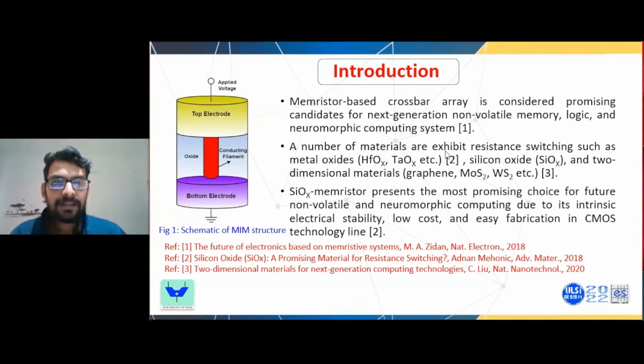A number of materials exhibit resistance switching, such as metal oxides, silicon oxide, and two-dimensional materials, in which the silicon oxide memristor presents the most promising choice for future non-volatile and neuromorphic computing due to its excellent properties, that is intrinsic electrical stability, and most importantly, it is low cost because of the availability of silicon oxides and easy fabrication with the existing CMOS technology line.